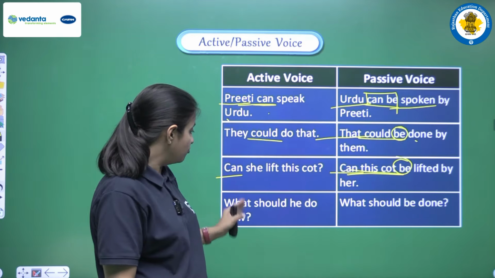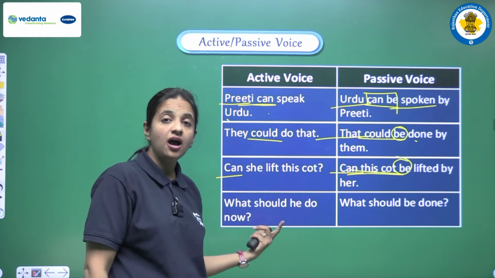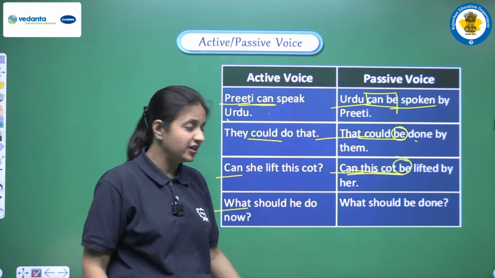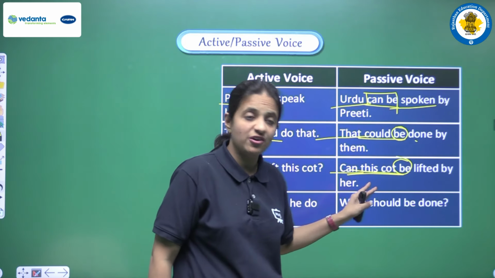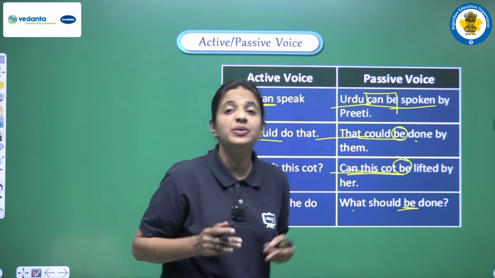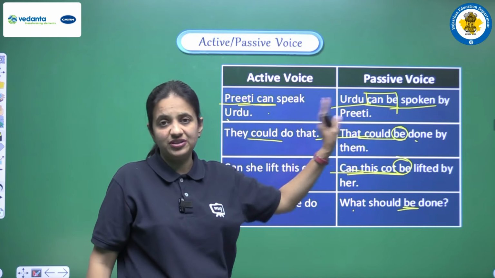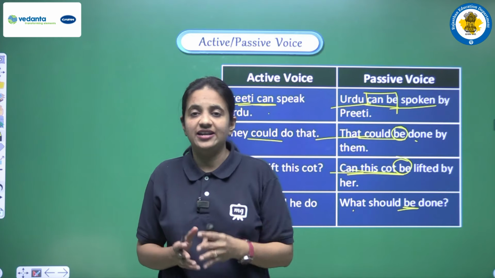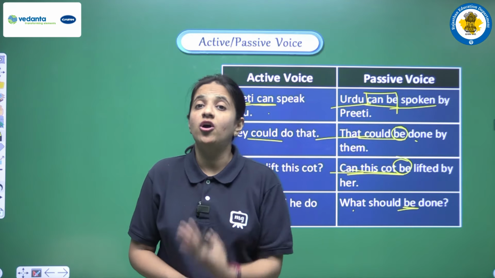Next example, what should he do now? So this is also an interrogative sentence. We are having one WH word here. So the same WH word we will write here, and we are having should. So with should we are adding be here, and then third form of the main verb, right? So in this way we can change any sentence in which we are having any modal auxiliaries.